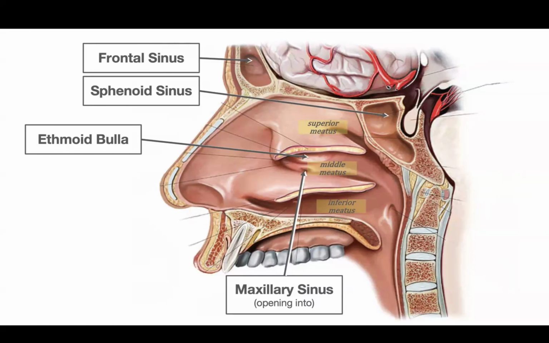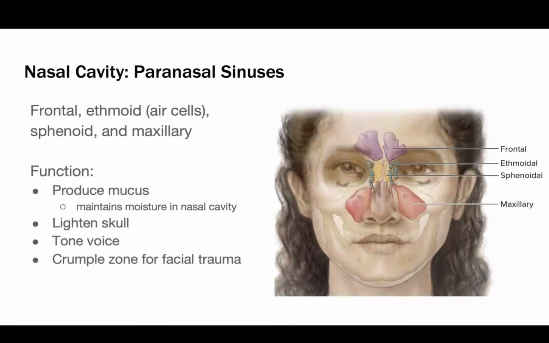Now here's a nice diagram that shows a few structures called the paranasal sinuses. What are the paranasal sinuses? These are essentially spaces of air located within your facial bones. Paranasal because they're located adjacent to your nasal bones.